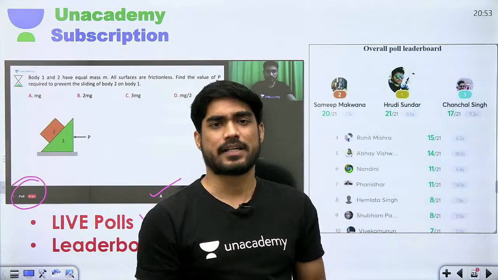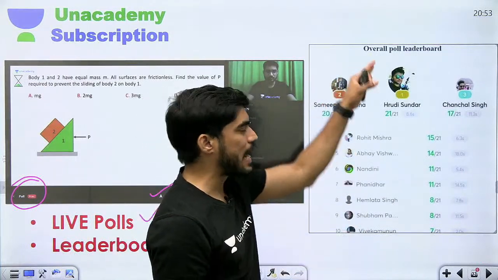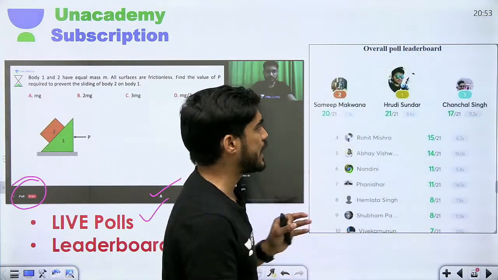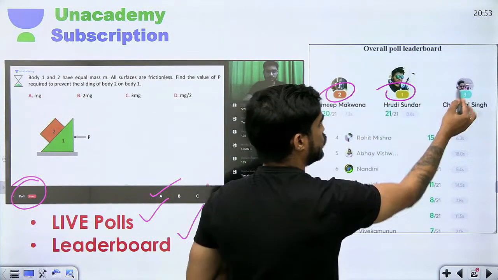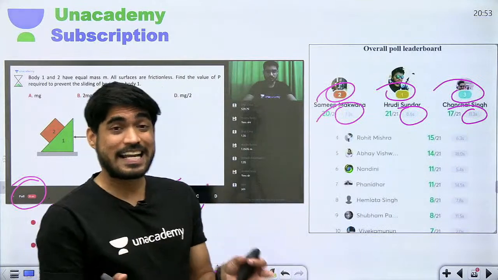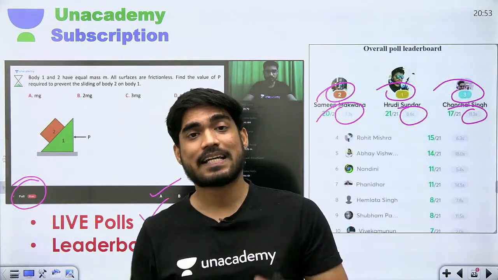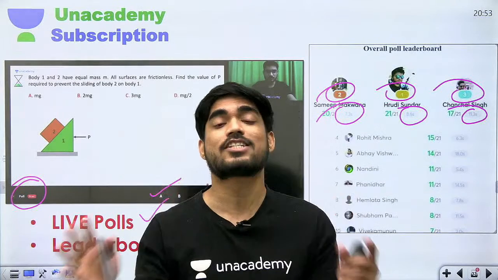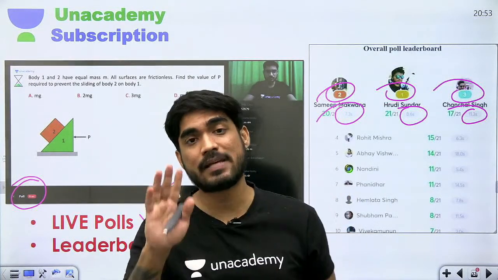Now after 2 minutes, there will be a scorecard, a leaderboard, which will tell you your ranking among the students and your timing also among the students. So it will create a competitive environment in class and it will also help you to manage your time. आपका time management skill भी improve होगा.